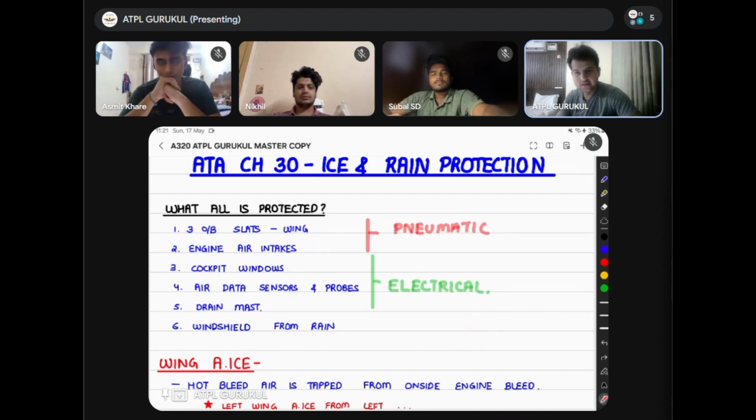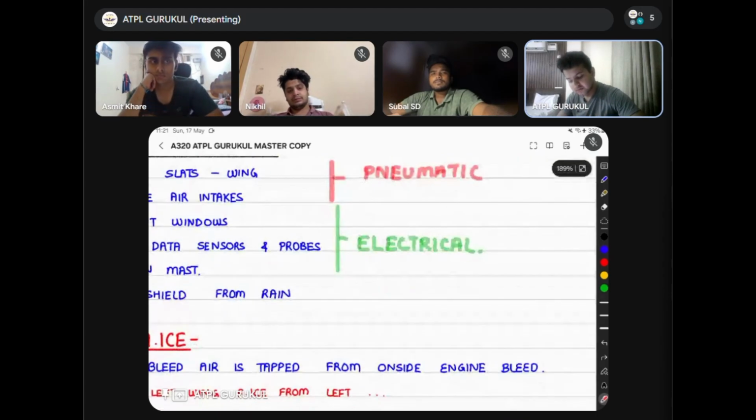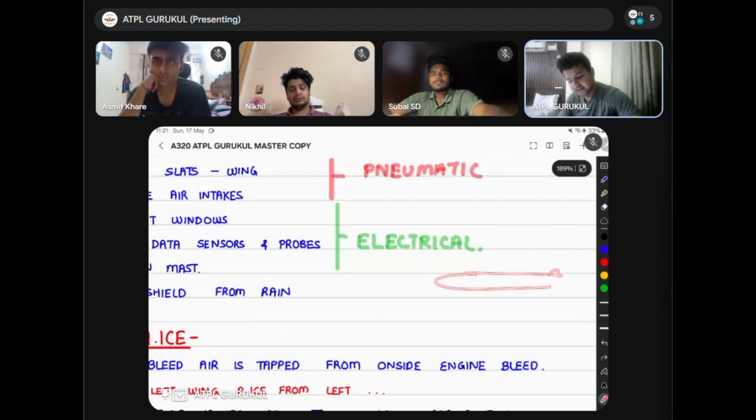Okay, then all the different air data sensors that are there. How many air data sensors do we have? We have the TAT probe, we have the pitot probe, static probe, and the angle of attack probe. All these probes are heated. Not only this, the water drain mast. What is the water drain mast? The water drain mast, this is the aircraft, and here there is a small drain mast.